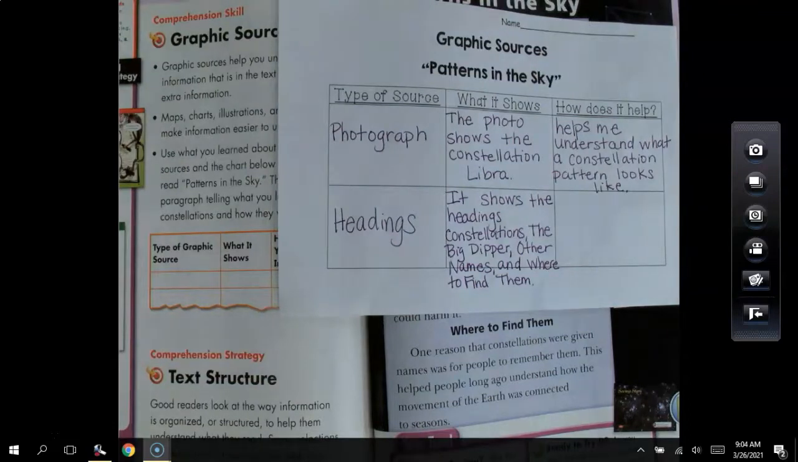Well, we just talked about. They help me know what I can expect to read about in each part of the text. That's exactly what headings do. So headings help me know what I'm expecting to read about in each part of the text. Okay?